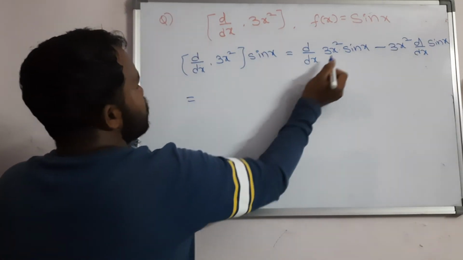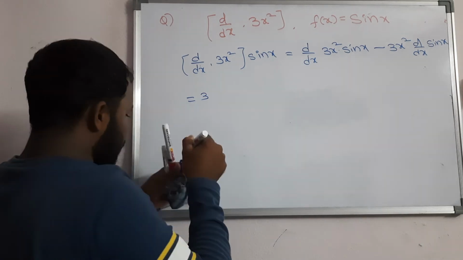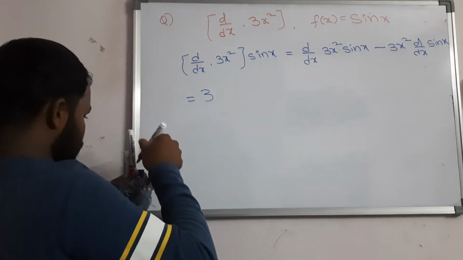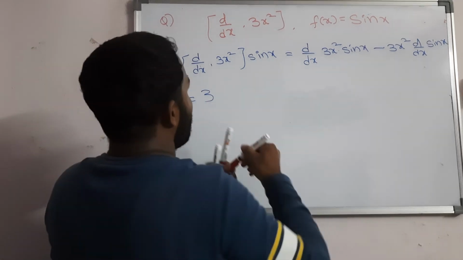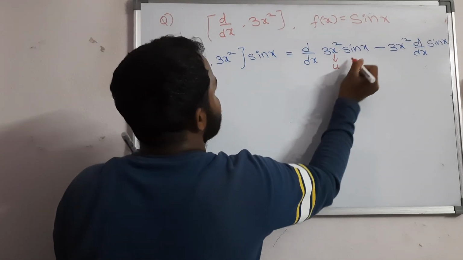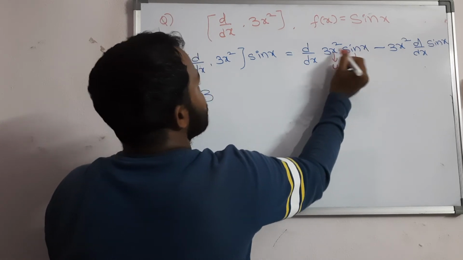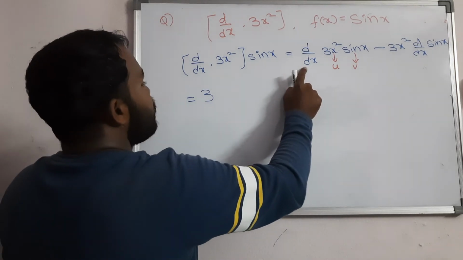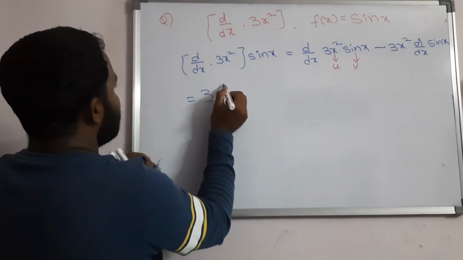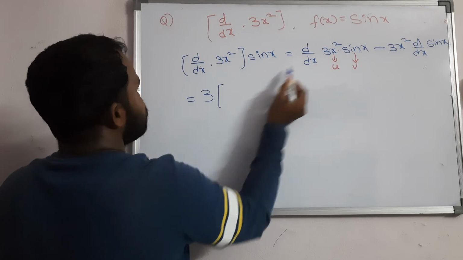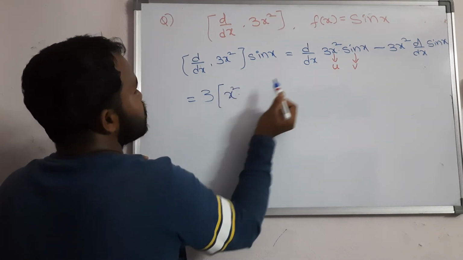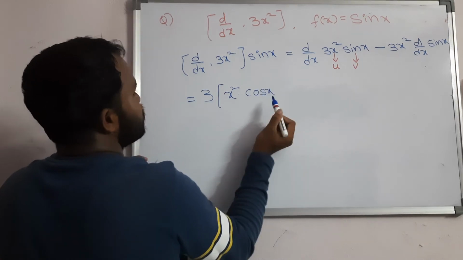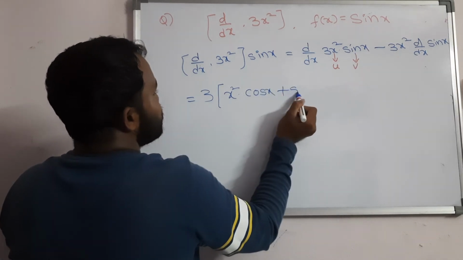In the next step, the 3 you should write outside. Whenever two functions are there, already I told you, this is u and this is v. Two functions are in terms of x, so you should take u and v. Now do the differentiation. d by dx of uv is what? The first term is as it is, u is as it is, x square is as it is. d by dx of sin x, already I told you, is cos x, plus sin x. This v is as it is.